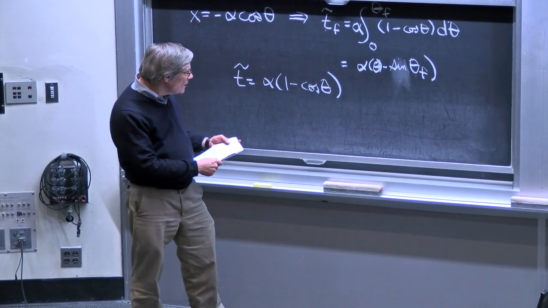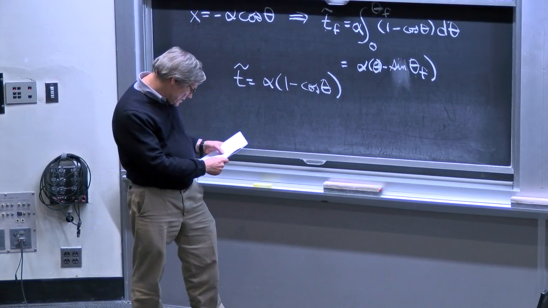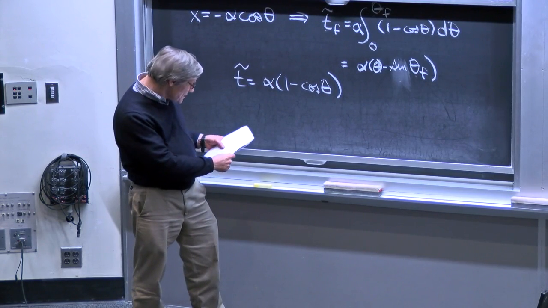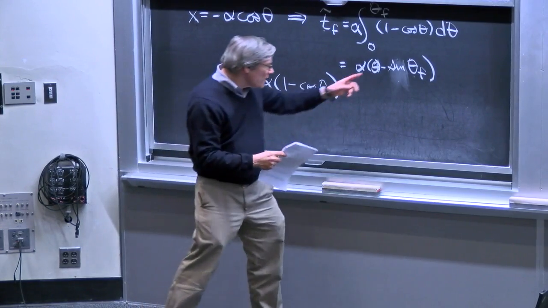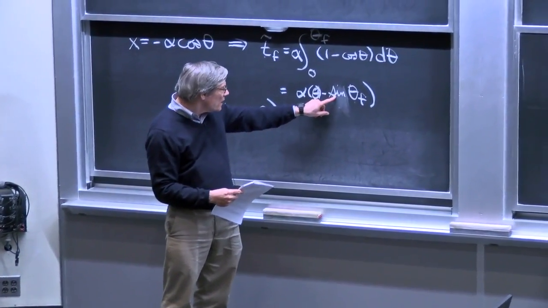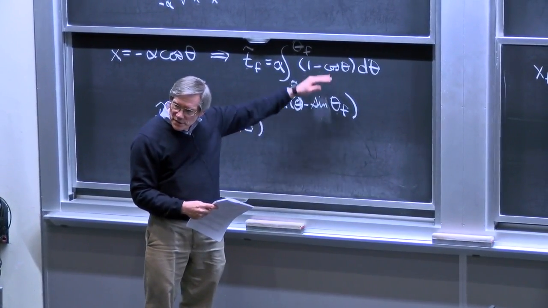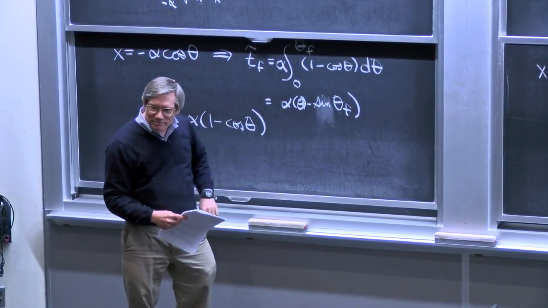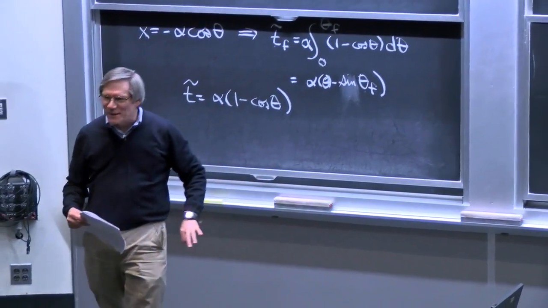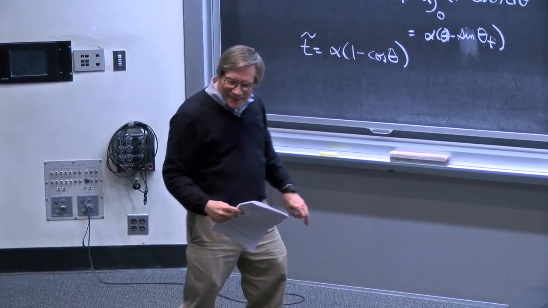The integral is, let's see, sine wrong. If I differentiate sine, I get cosine. So if I differentiate minus sine, I get minus cosine. So differentiating this, I get this. That should mean that integrating this, I get that. I think I have it right. Sometimes I get things right. Surprise.